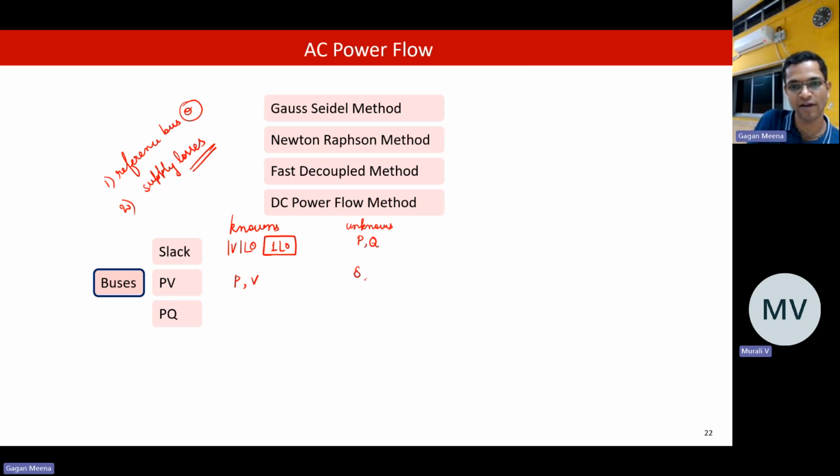Yeah, so P, Q and delta. Yes, P and Q are known, V and delta are unknown. So now, how many unknowns are here in total?